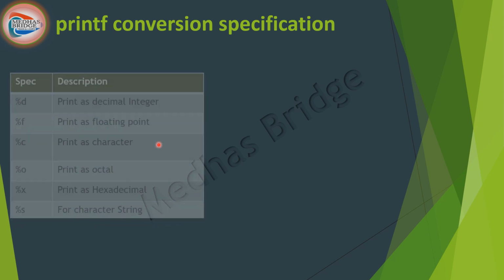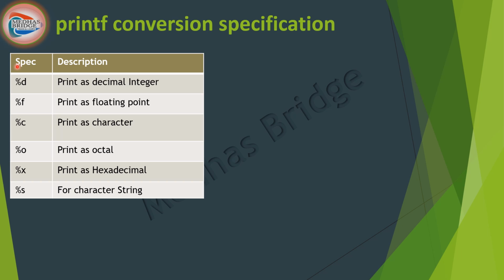So for instance, these are the printf specifications, and this is the description. When you use percentage d, that means print as a decimal integer. Percentage f means a floating point, because that is what you use when printing float values using the printf function. Percentage c is for character display, o means octal, x means hexadecimal, s is for string.